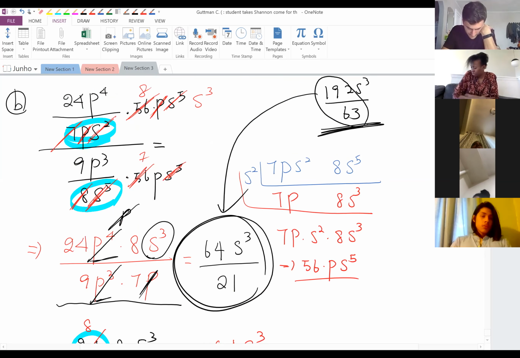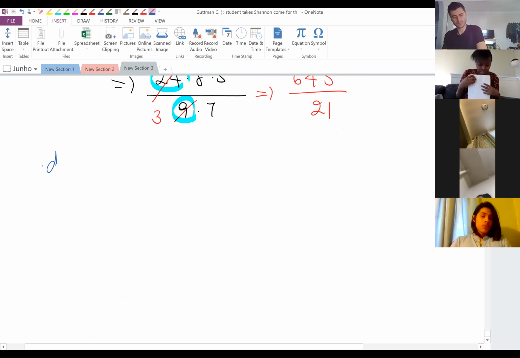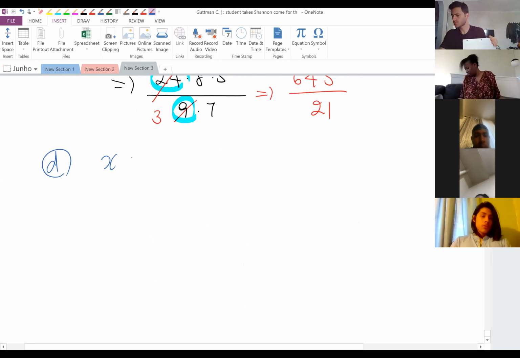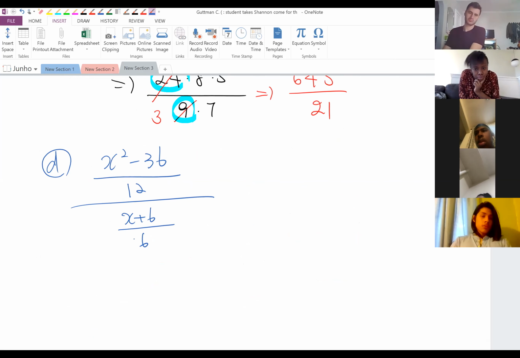All right. So the next question was D, right? Which is x squared minus 36 over 12 over x plus 6 over 6. Again, you have multiple different ways to simplify this expression, but we are only covering one method here.